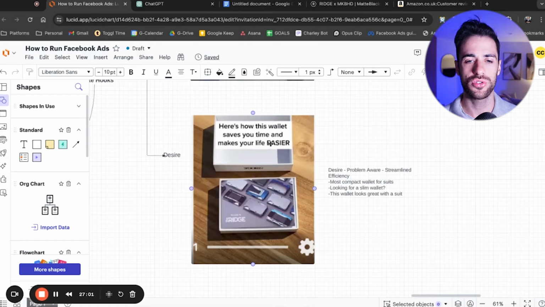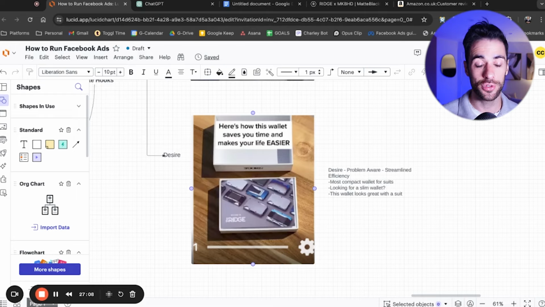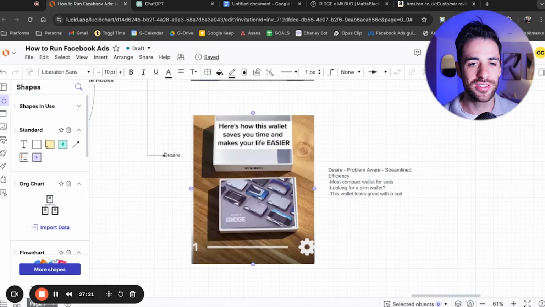Here's how this wallet saves you time and makes your life easier. If I am the type of person who is desiring to save time, if I want an easier life, because I have the problem of I don't have enough time, and I have a hard life, that's then addressed. That's speaking to me directly. I am that person. I want to know, well, what is this? How can this save me time?